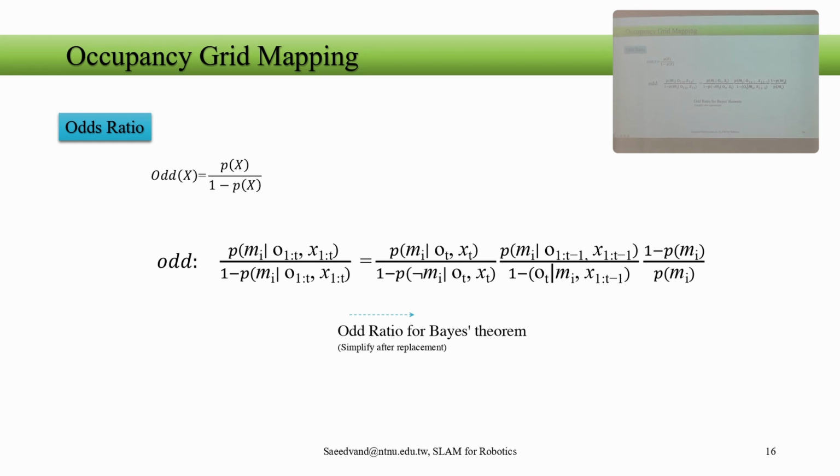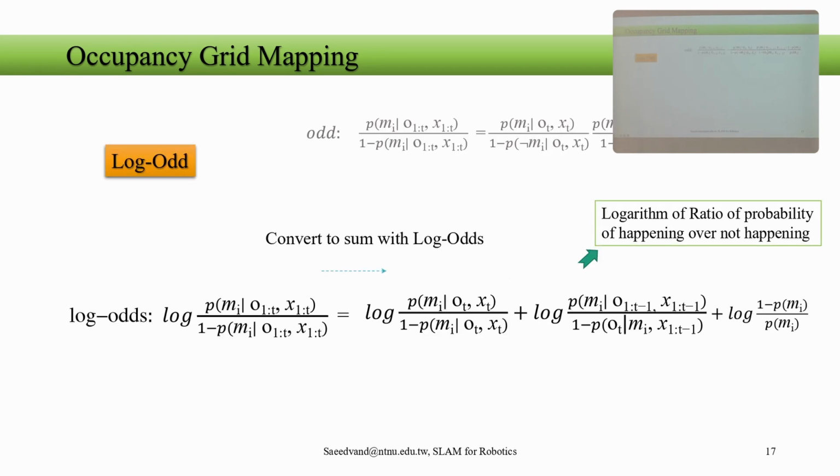Now, this is in the form of odds ratio. What about log odds? Now we need to bring it to log odds as a solution. We just simply need to convert the sums to the log odds. What does it mean? It means that log odds can be written as the log of the same equation here, equal to adding each one of these terms by log.